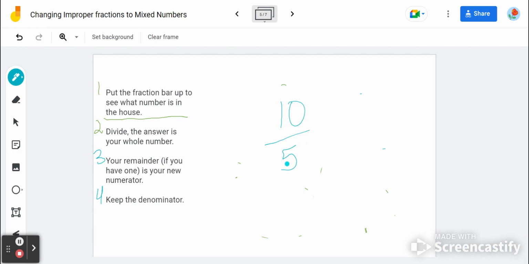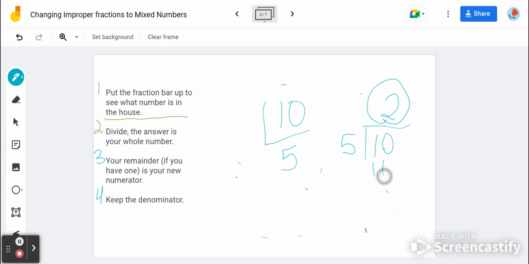10/5. So again, we put our fraction bar up. So we're doing 10 divided by 5 because some students get confused what is supposed to be going into what here. How many 5's are in 10? That is 2. Okay, this is your whole number.